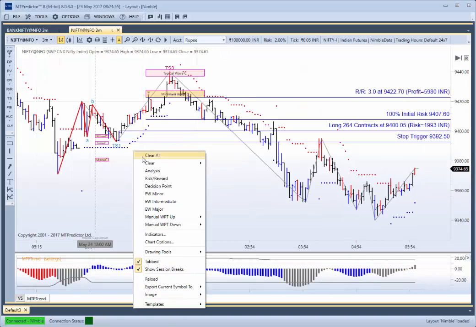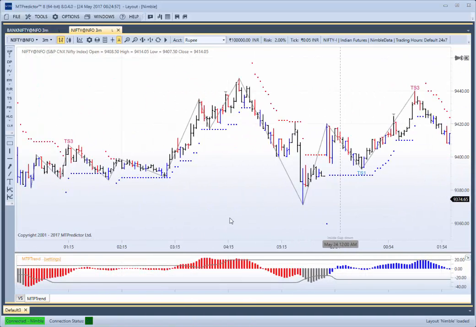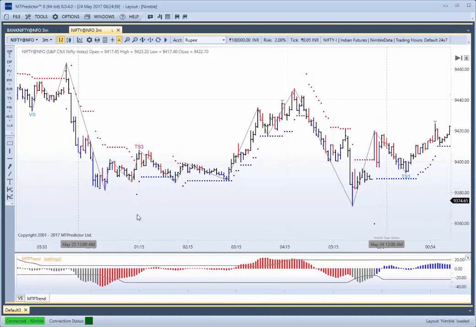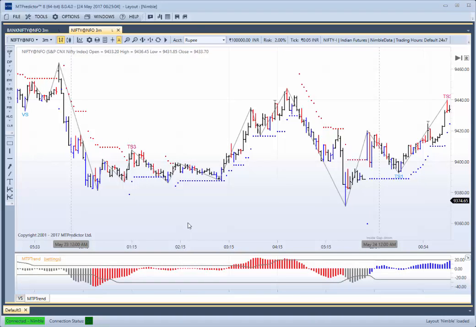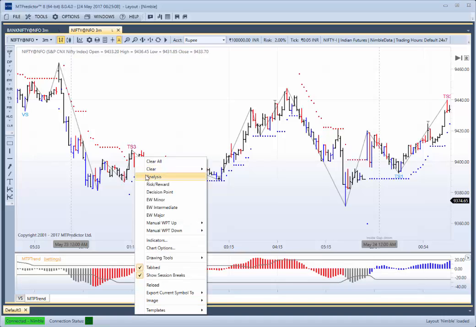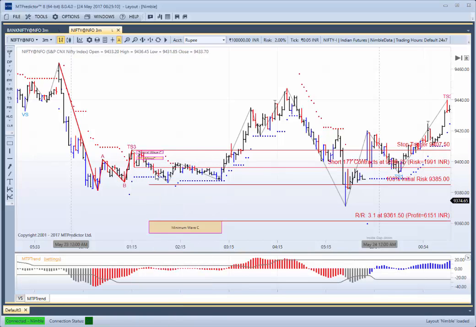Let's have a look at the Nifty. I'll clear everything off. Let's go back to the previous day. And here you can see we had a red MTP trend. So the larger trend would have been down. There was a TS3 sell setup here, so let's right mouse click, do analysis. That would have had you short. But as you can see, it did not work out as anticipated.